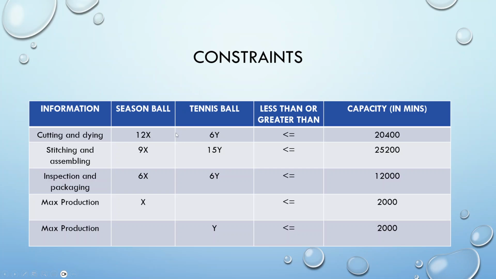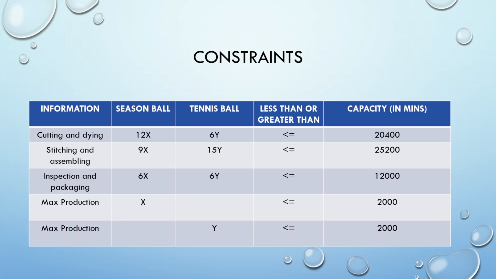So here, 12x plus 6y is less than or equal to 20,400. Similarly for stitching, 9x plus 15y. See, I am adding both because my assembly line will manufacture both season ball as well as tennis ball. So 9x plus 15y is less than or equal to 25,200. Similarly for inspection and packaging, 6x plus 6y is less than or equal to 12,000. So these are the basic constraints.